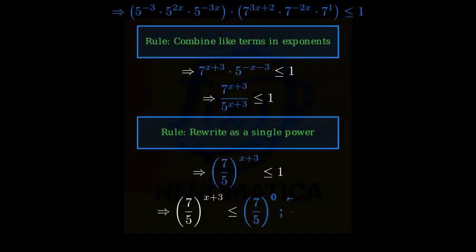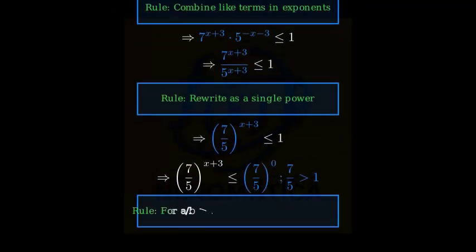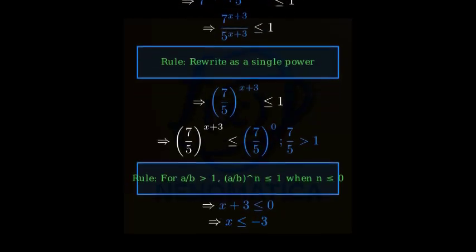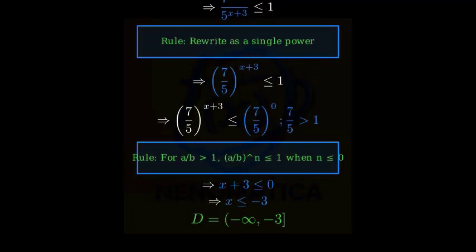Now, we need to determine when this inequality is true. Note that 7 divided by 5 is greater than 1. When a fraction greater than 1 is raised to a power, it will be greater than 1 if the power is positive, and less than or equal to 1 if the power is 0 or negative. Since 7 over 5 is greater than 1, for our inequality to be satisfied, the exponent x plus 3 must be less than or equal to 0. Solving for x, we get x is less than or equal to negative 3. Therefore, the solution set is the interval from negative infinity to negative 3.